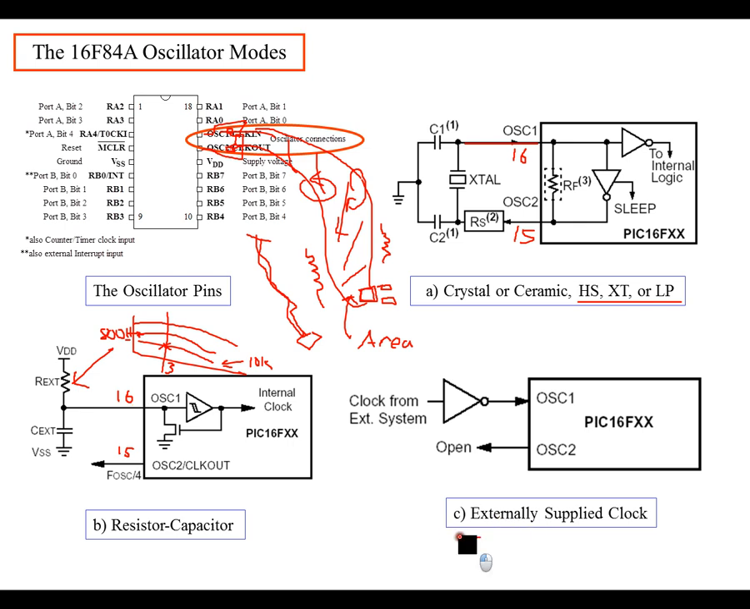The third option would be an externally supplied clock. So if you already had a clock on your board from some other clock generator, maybe a 555 timer or something, and you're trying to synchronize 2 clocks, then a good option would be to simply buffer your clock with an inverter. Doesn't really matter. And then usually you want to separate the 2 clocks, as long as you don't have too much delay between the 2 clocks, then you could just simply supply a clock onto oscillator 1.